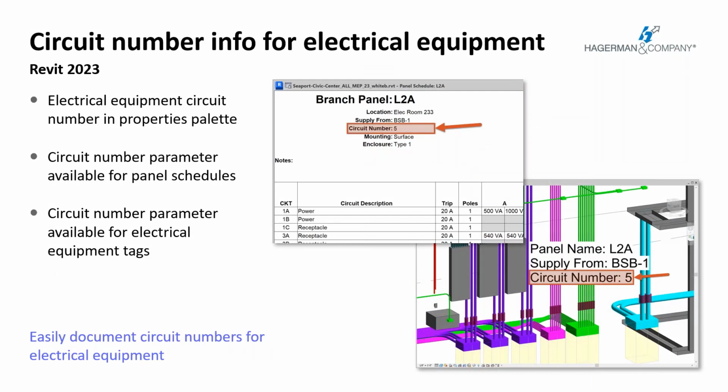So moving right along here in Revit 23, electrical equipment circuit numbers are shown in the properties palette. The circuit number parameter is available for panel schedules and for electrical equipment tags.